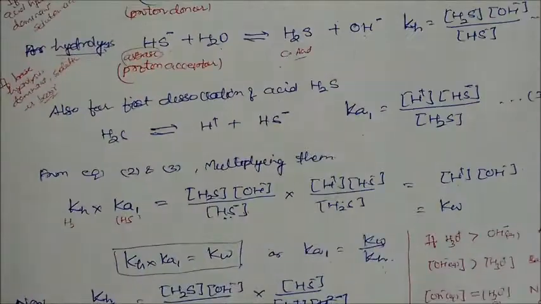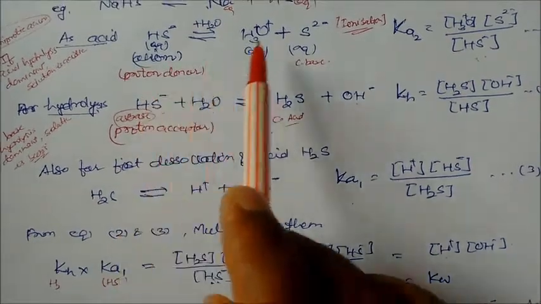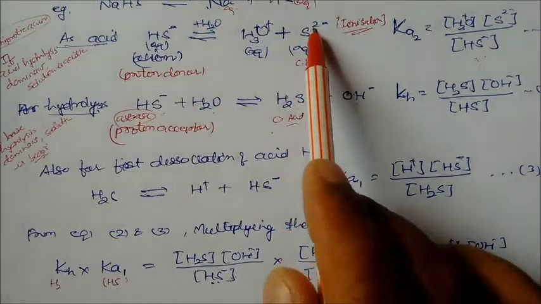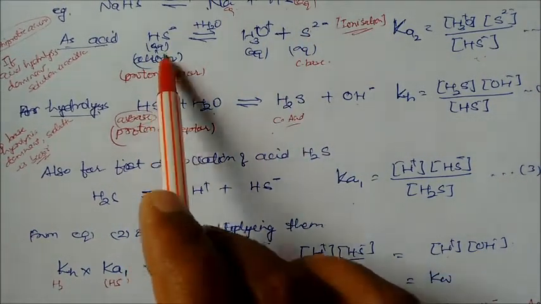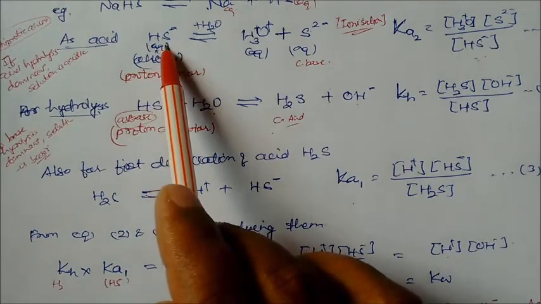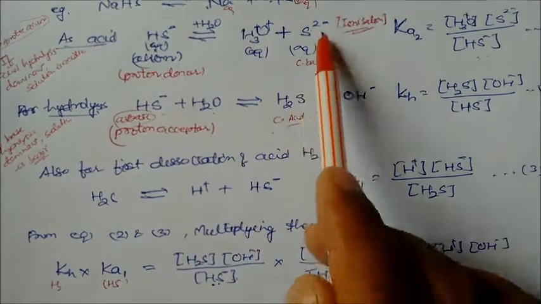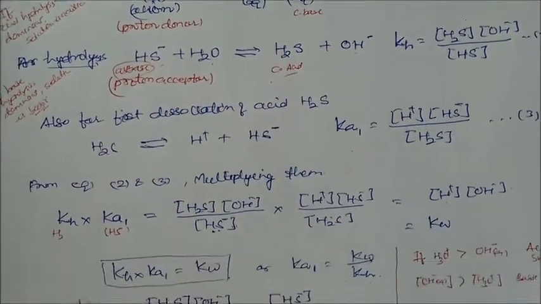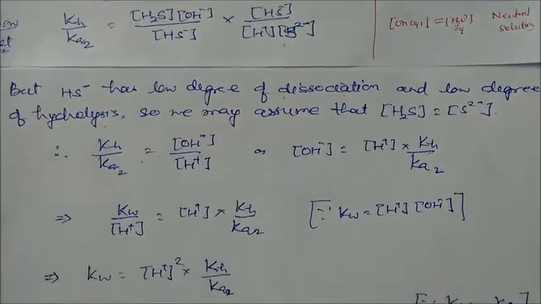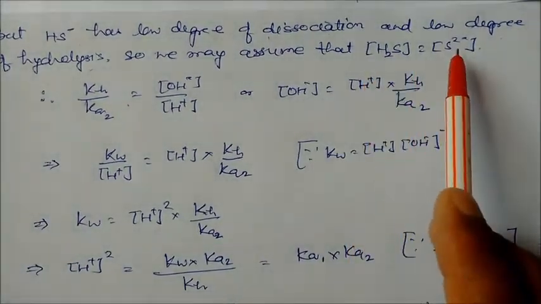So this equation is there. So this will be almost equal to this one. If the degree of dissociation and hydrolysis is very less, then this will be almost equal to each other. So on that basis, we can take H2S equal to S2 minus.